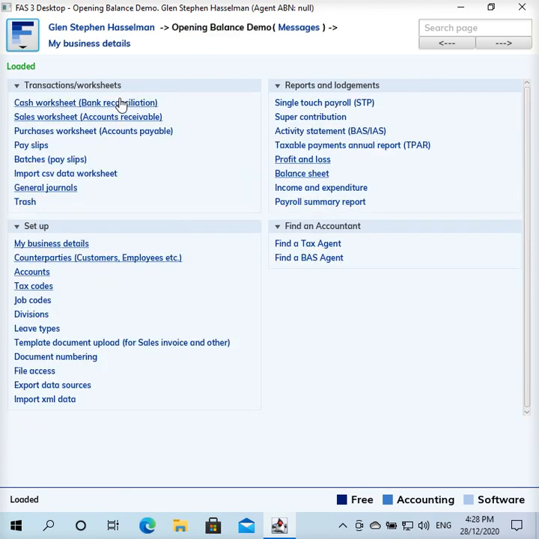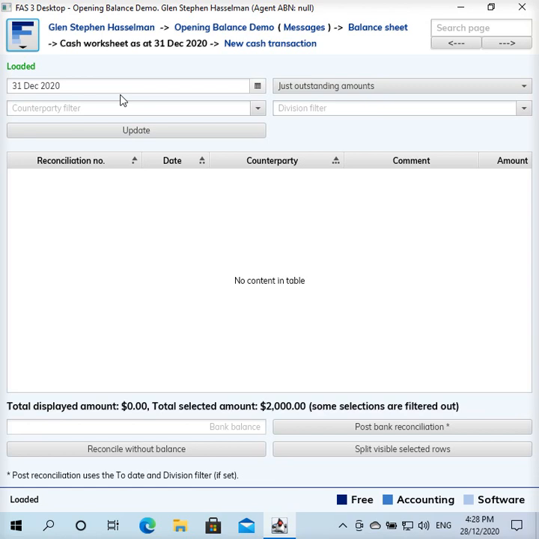Okay, so let's enter some opening balances. The first one that you'd want to enter is on the cash worksheet. So you'd want to enter your opening cash balance so that you can then enter other cash received and cash payment transactions and reconcile to your bank account. So it's just entered as a normal cash transaction. There are no separate opening balance transactions in free accounting software.